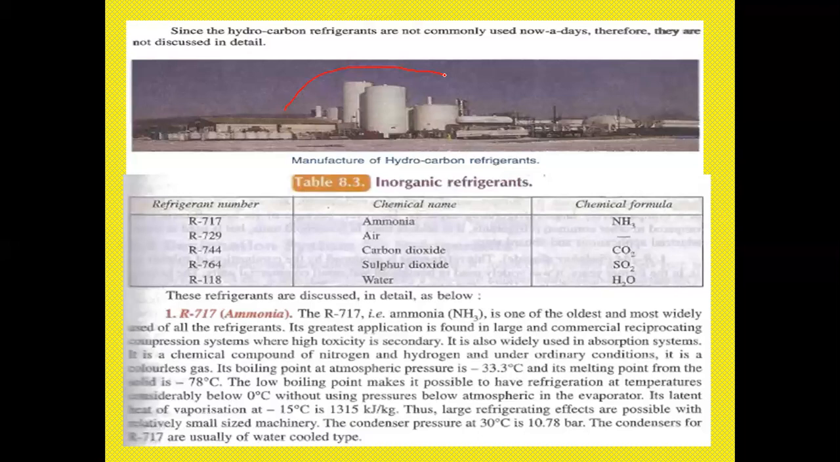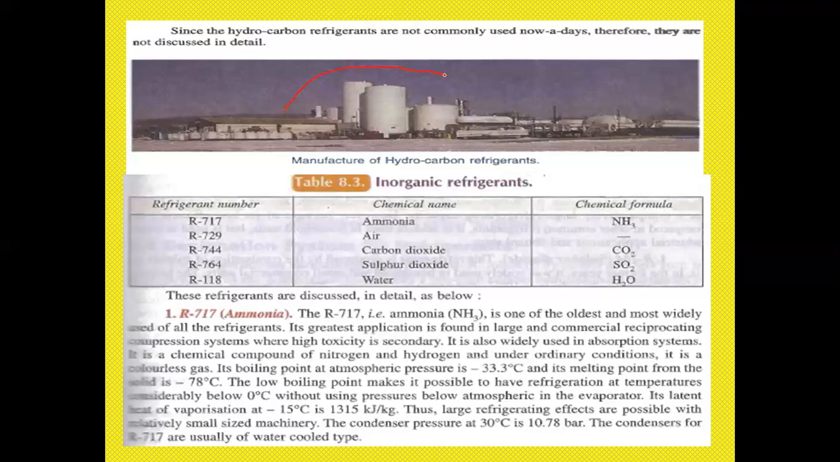The condenser pressure at 30 degrees centigrade is 10.78 bar. The condensers for R717 are usually of the water cooled type. So if you get any question on ammonia, you can write this.